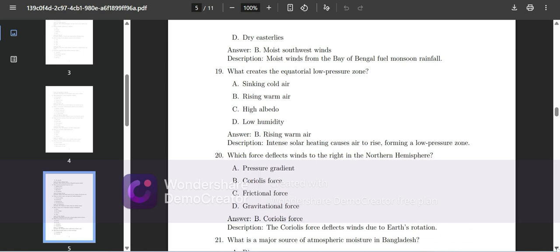What creates the equatorial low pressure zone? Rising warm air. Intense solar heating causes air to rise, forming a low pressure zone.